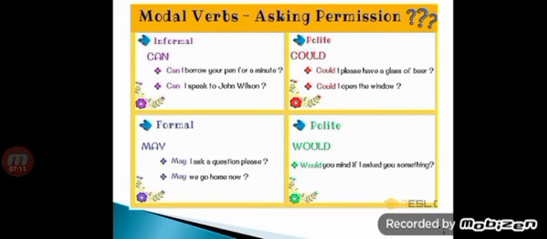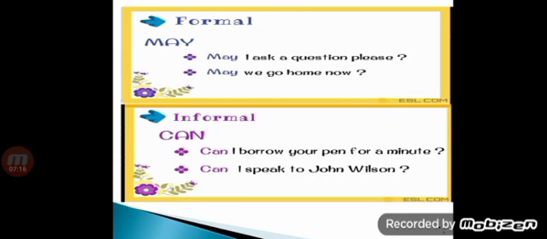Number 6. Asking permission. When you want to ask about something formal, we use may. For example, may I ask a question, please? Or may we go home now? Okay. When you want to ask about something informal, we use can. For example, can I borrow your pen for a minute? Number 2, can I speak to John Wilson?